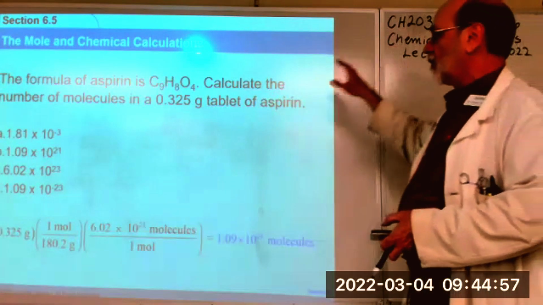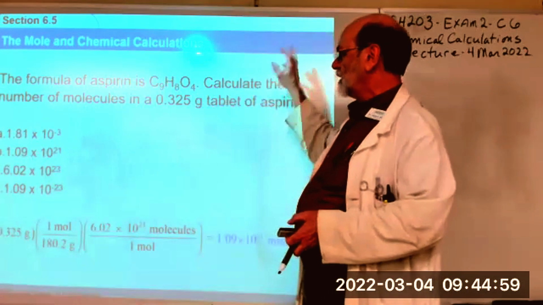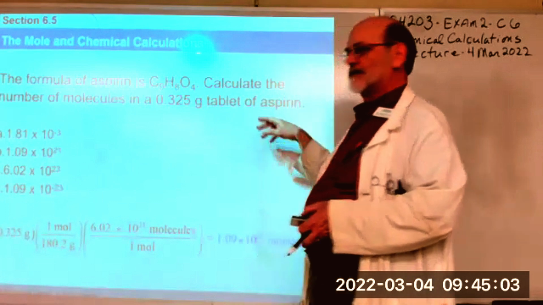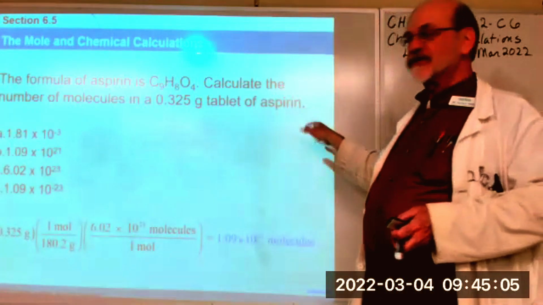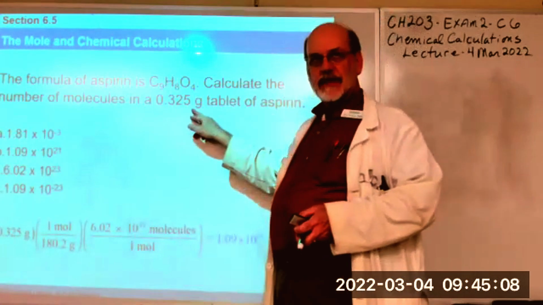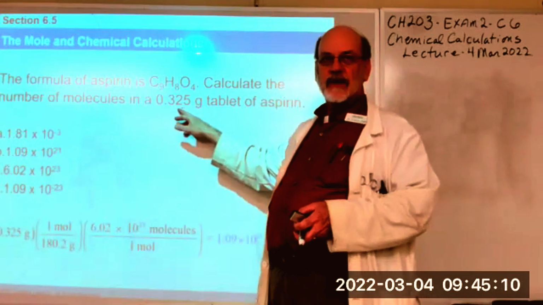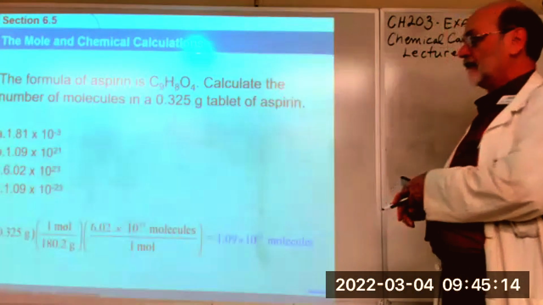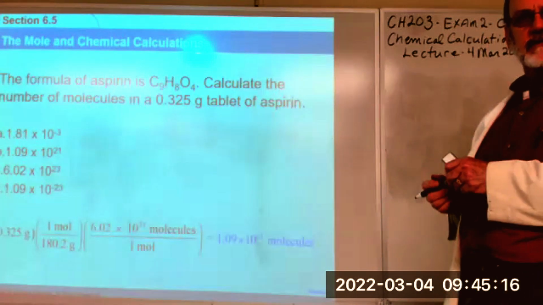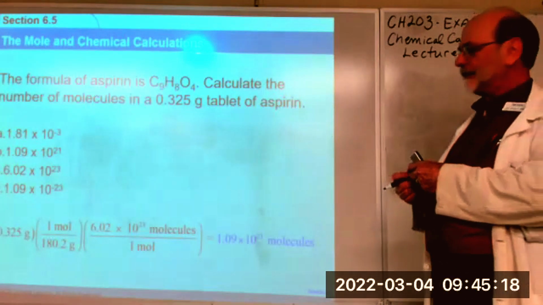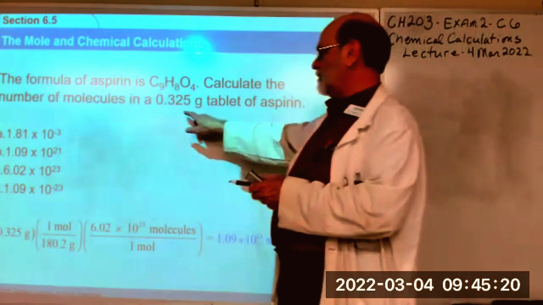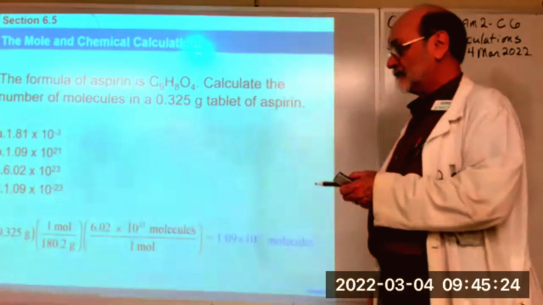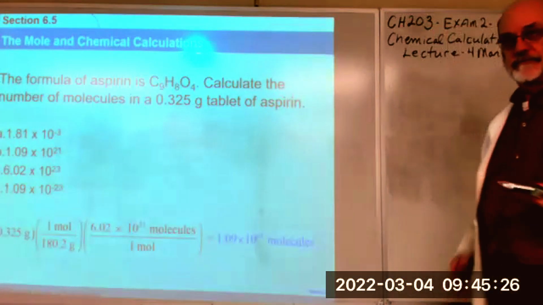So the formula for aspirin is this. Calculate the number of molecules in 0.325 grams of aspirin. That's the standard aspirin size, 325 milligrams. That's not baby aspirin. Baby aspirin's 81 milligrams. This is what you take if you have a headache or high fever. It will knock that fever down.